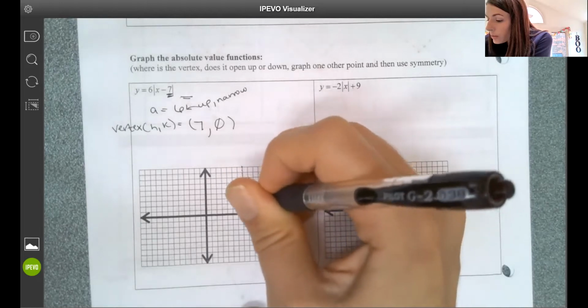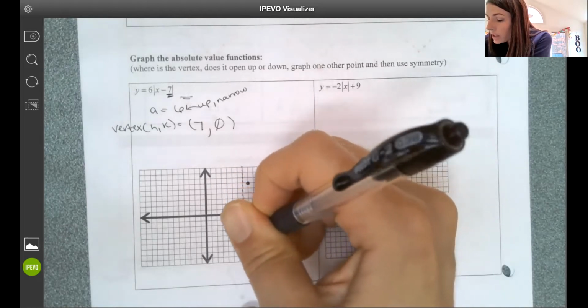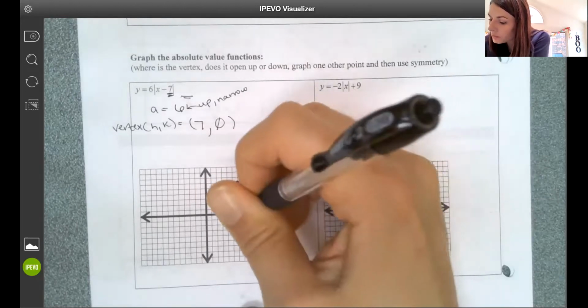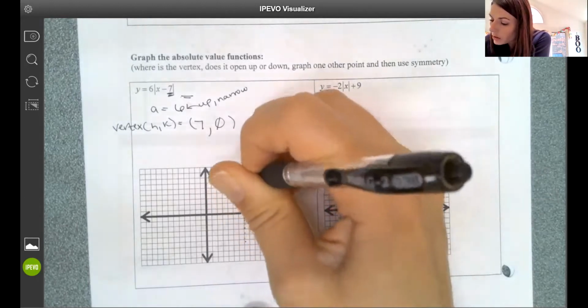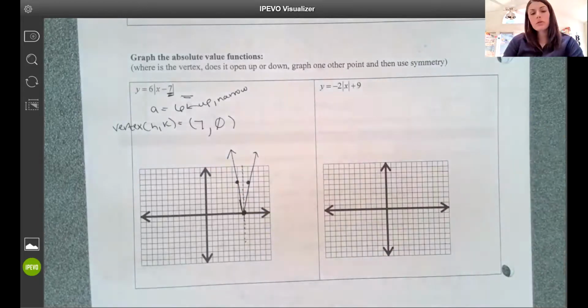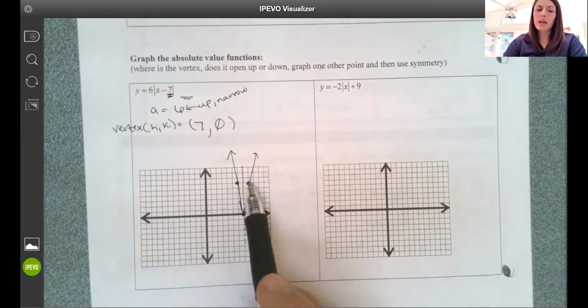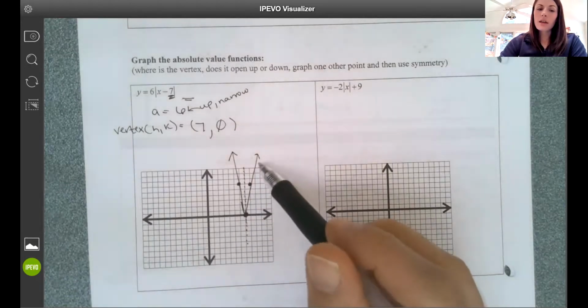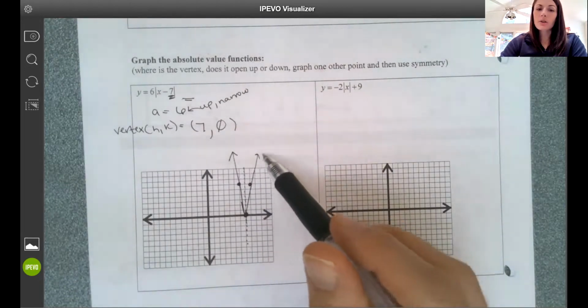So symmetry around the vertex. So there's the middle of my V. Use symmetry to get another point on the other side. Oops. There's my V-shaped graph. Kind of looks like an animal, right? Like here's eyes and a nose, some ears. Okay, making sure we draw that line through those points with arrows on both sides.